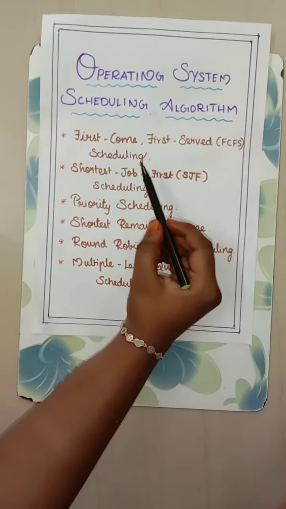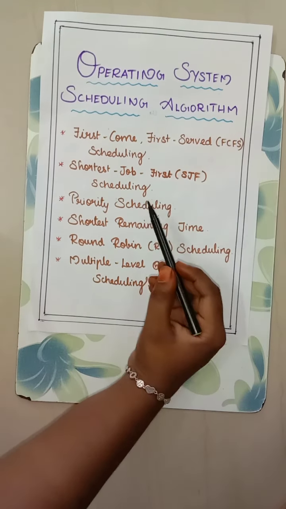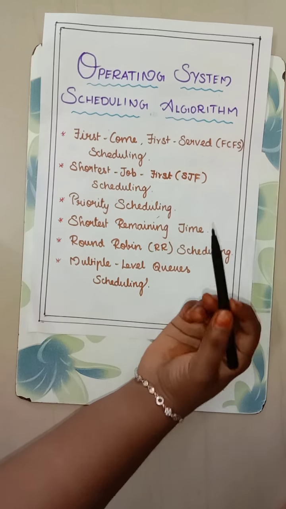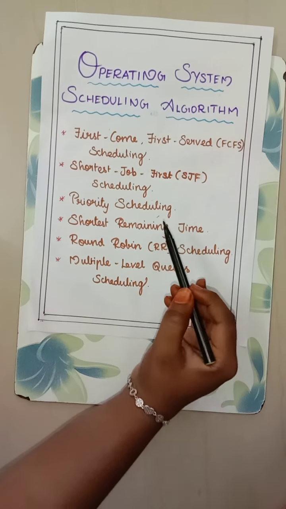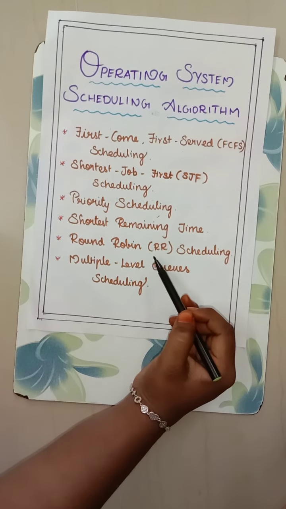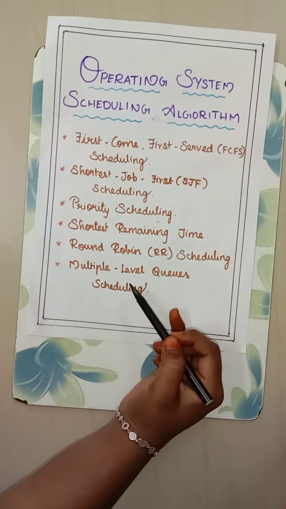First one is first come first served scheduling, which is shortly known as FCFS scheduling. Next one is shortest job first, known as SJF scheduling. Third one is priority scheduling, and the fourth one is shortest remaining time. The fifth one is round robin, known as RR scheduling. And the last one is multiple level queue scheduling.